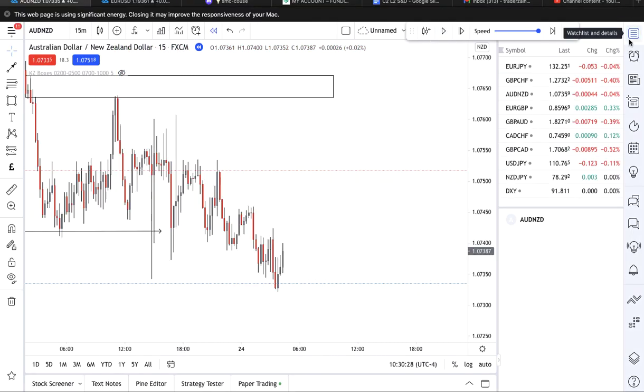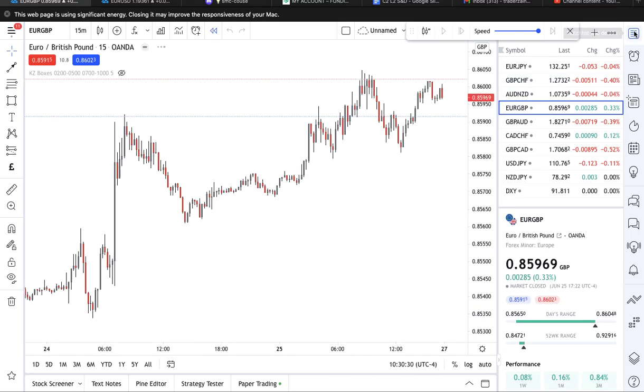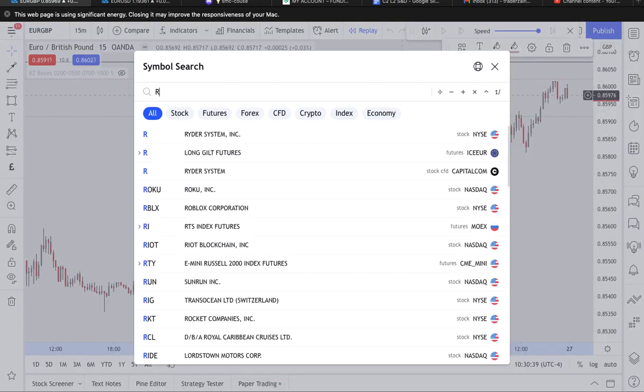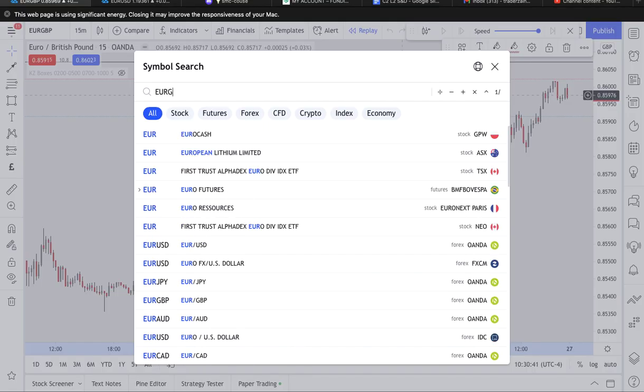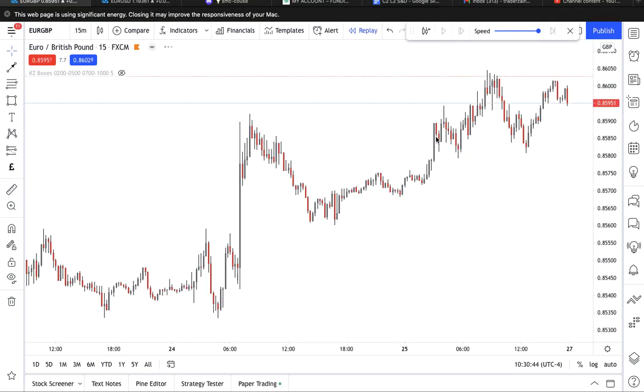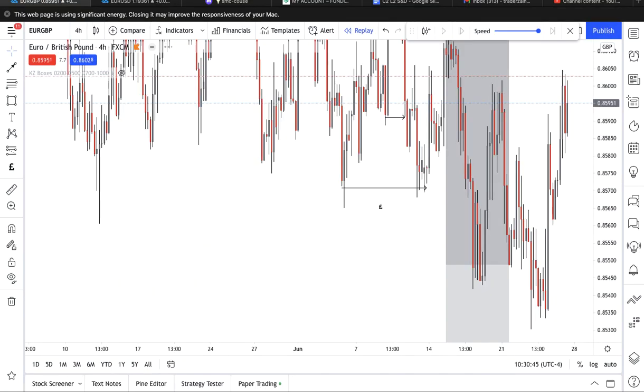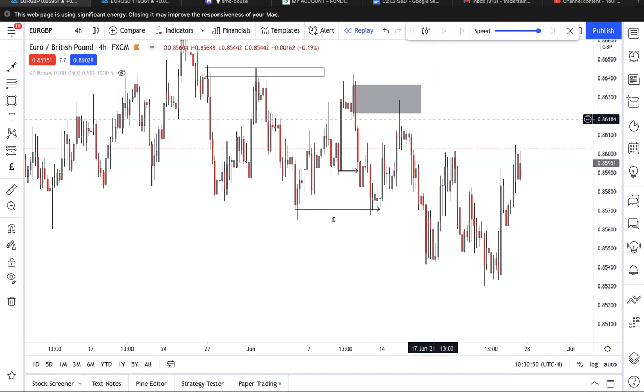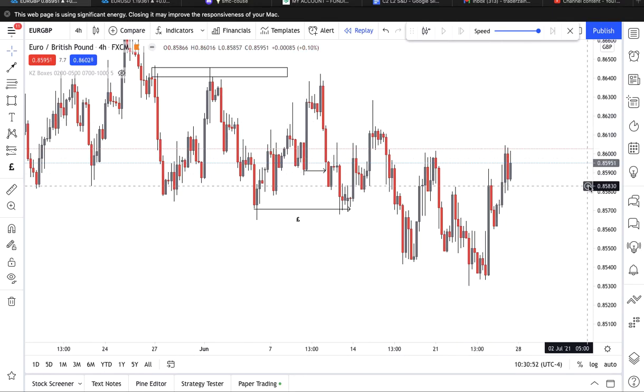If you want, I can show you another example, e.g. 4 hour. Actually, let me take out a fresh chart because I already got my drawing on this one. What's going on? Euro GBP. Sweet. Head back to that 4 hour. And let me show you guys why I took this entry.